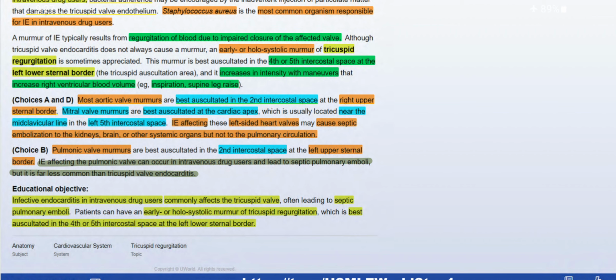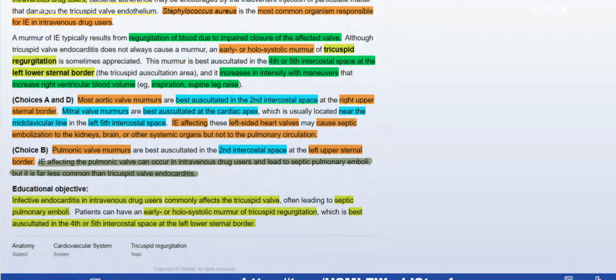septic embolization to the kidneys, brain, or other systemic organs, but not to the pulmonary circulation. This is important. If the left-sided heart wall is involved, those septic emboli will move to the systemic organs, like kidneys, brain, or other systemic organs, right? But here in this case, which is associated with right-sided infective endocarditis, that will produce emboli that will go to the lungs. This is the big difference, right?